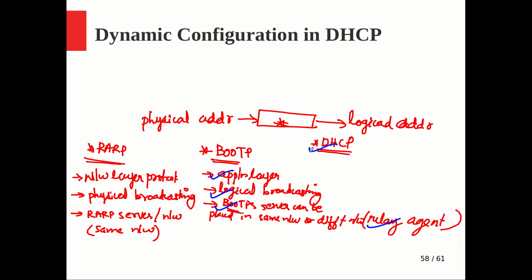All those things are the same. Now what is different for the DHCP server is that configuring a machine with an IP address is done in a dynamic way. So here we have dynamic configuration. Then what about BOOTP? BOOTP allows only static configuration. But if you want, you can use a DHCP server for static configuration also. So let me write it as dynamic and static configuration.